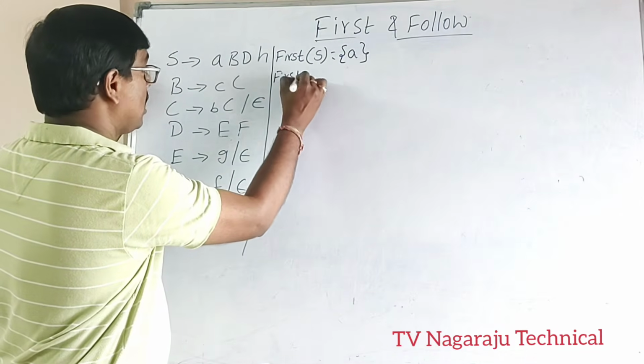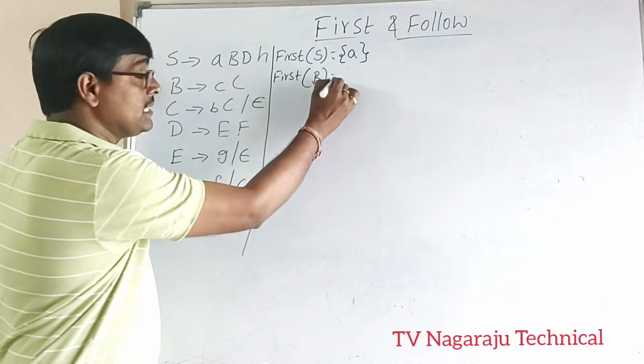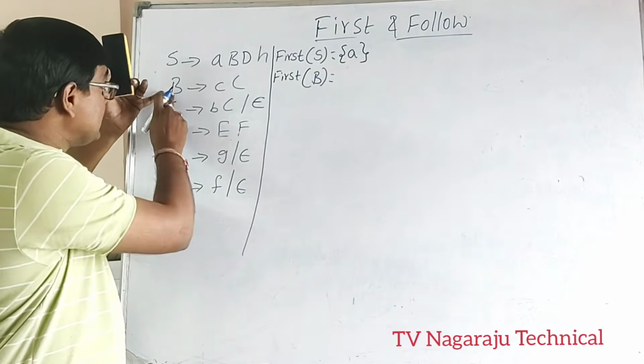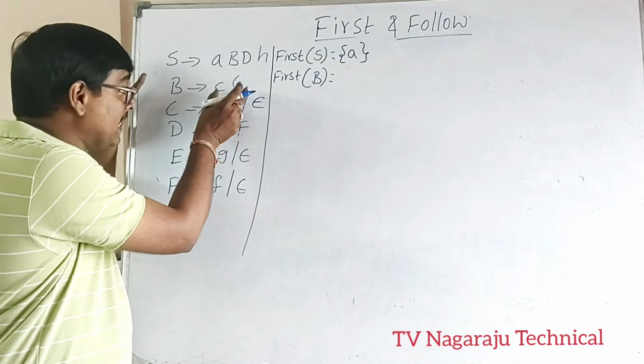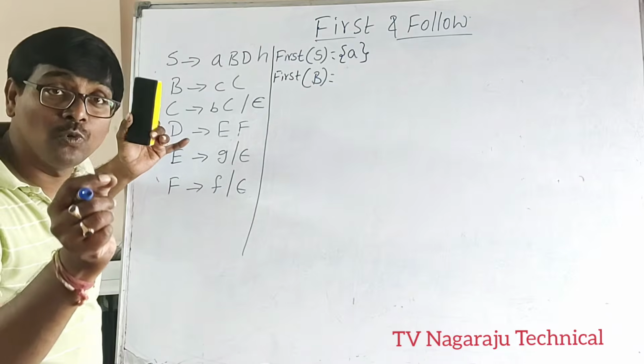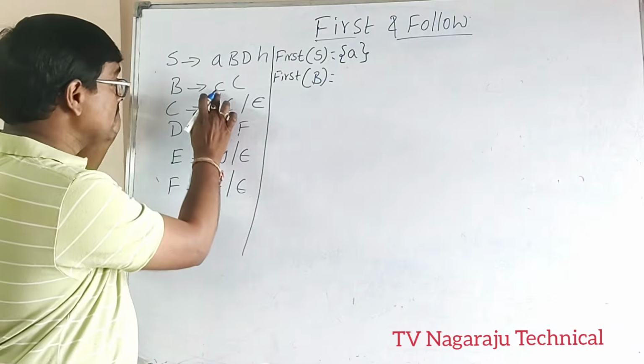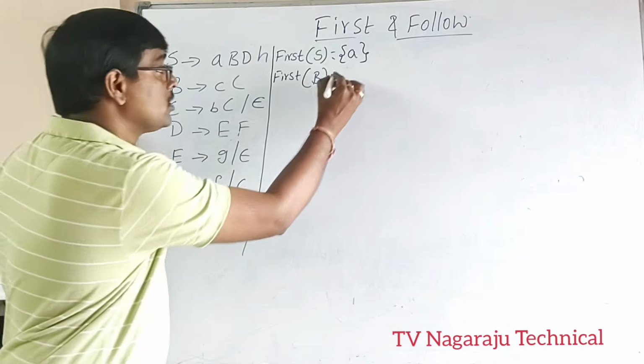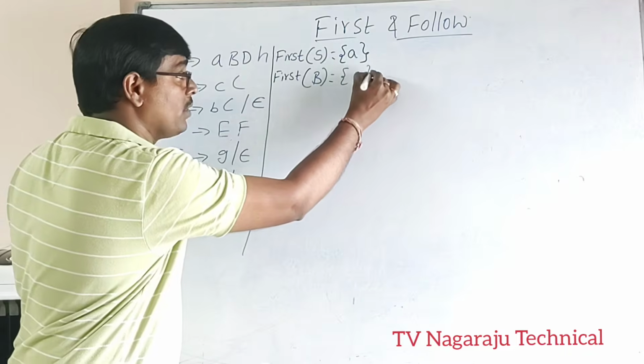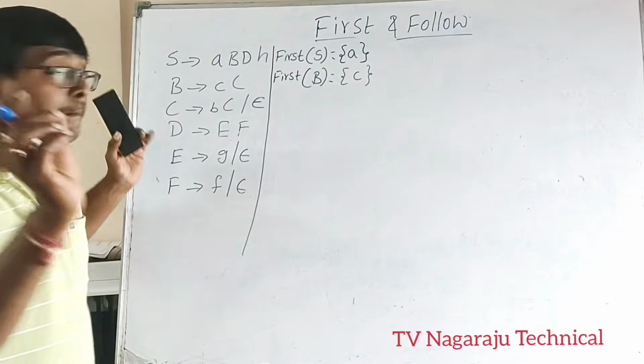Now first of B. What is the first of B? Again, consider the B production, in that right side. If the first one is the terminal, so what is the first one? Small c. So directly write down the answer. This is the first of B.